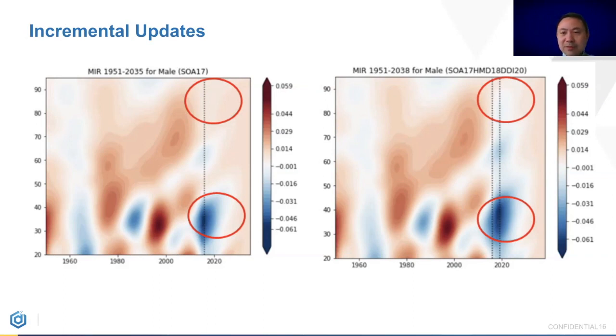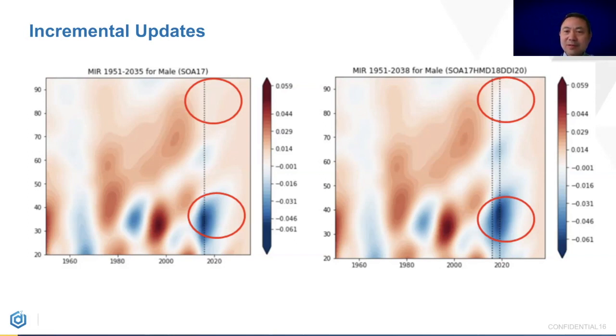If you look at the circles at the bottom, those are for young male in their 30s. We see that the previous expectations of mortality disimprovement has been borne out by recent experience, and this disimprovement is expected to continue in the near future.